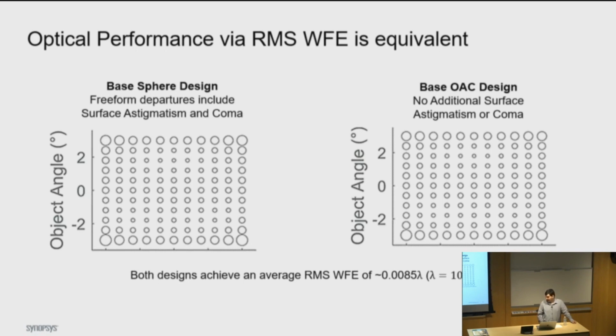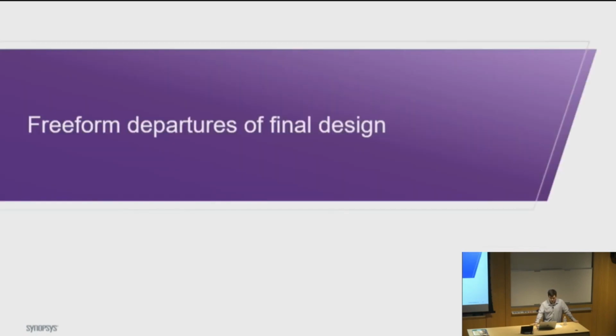And if we look at the performance over the field, we can see that while these two designs aren't exactly equivalent in terms of their optical performance, we achieve about the same level of field uniformity in the benchmark case as we do for the base off-axis conic design. So, all of which is to say, we've ended up with two designs that achieve essentially approximately the same optical performance, and we hit the targets that we want. So that's great, but the real kicker, the real goal here was to reduce our freeform departures. So let's go ahead and look at those.